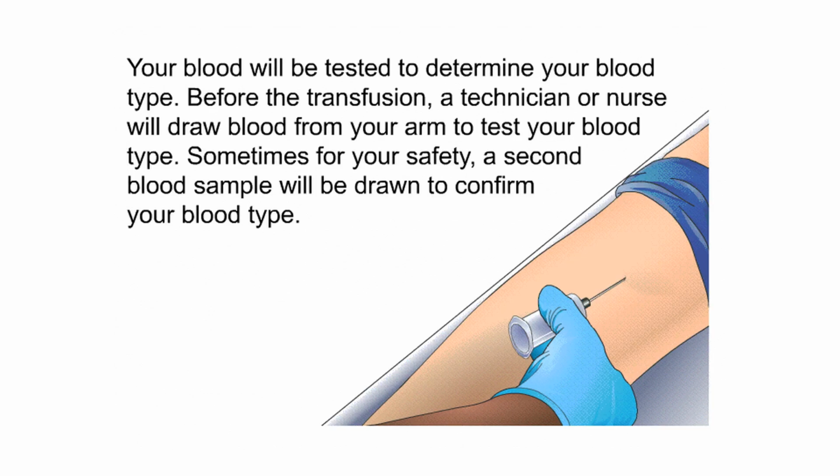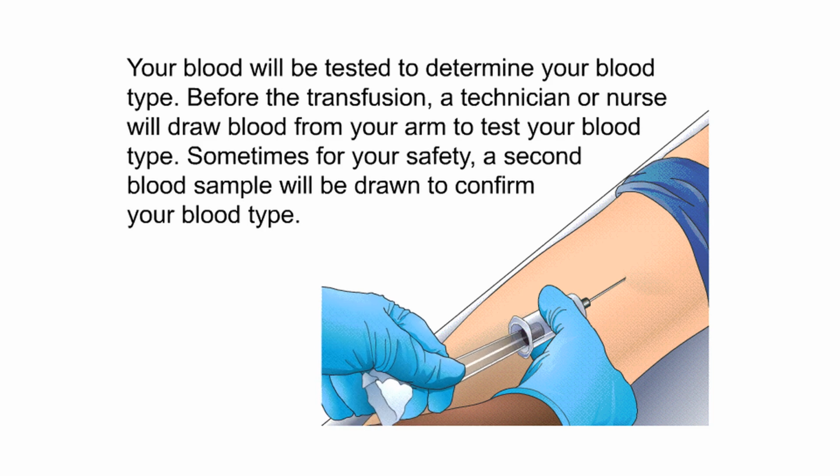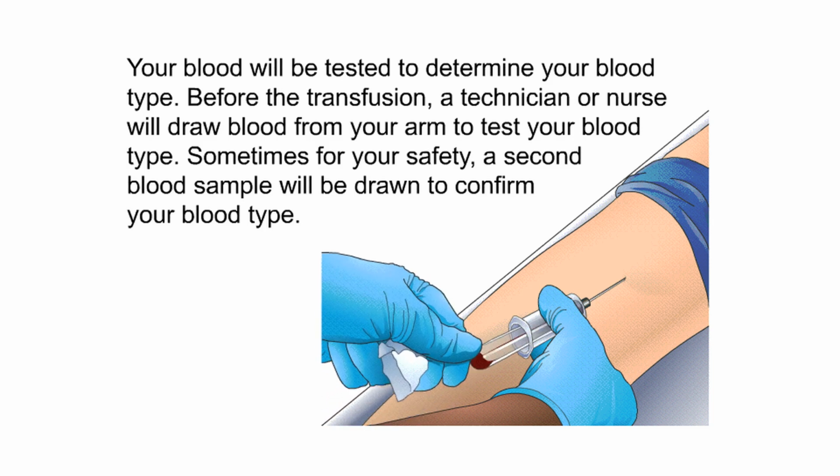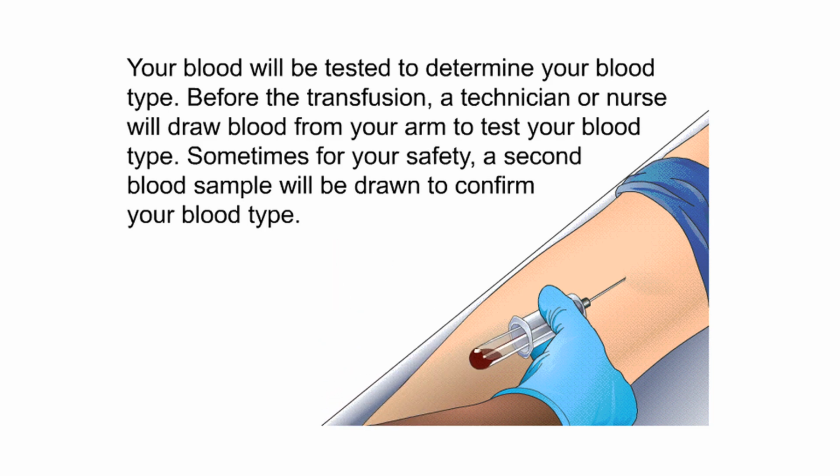Procedure. Your blood will be tested to determine your blood type. Before the transfusion, a technician or nurse will draw blood from your arm to test your blood type. Sometimes, for your safety, a second blood sample will be drawn to confirm your blood type.